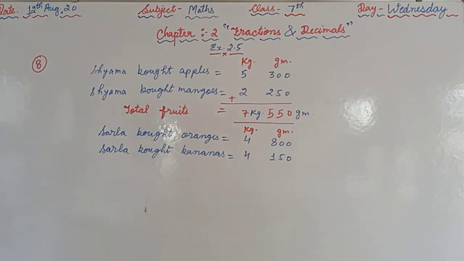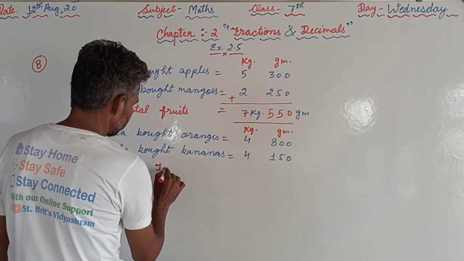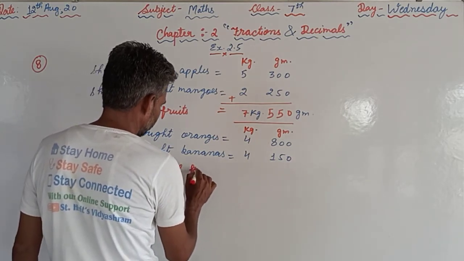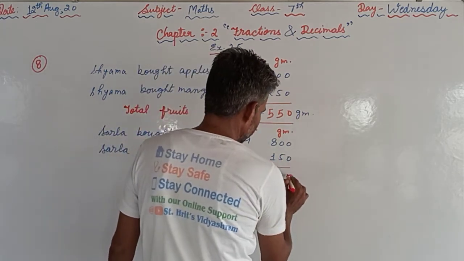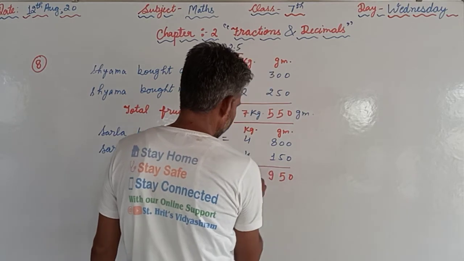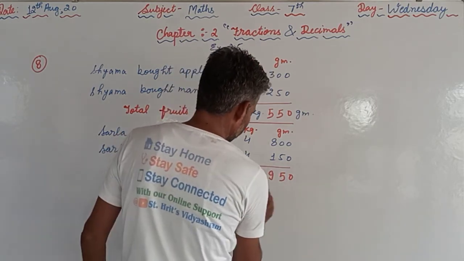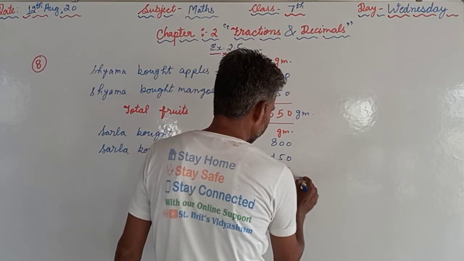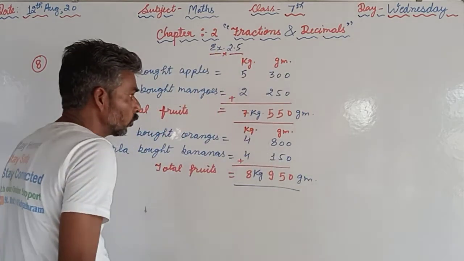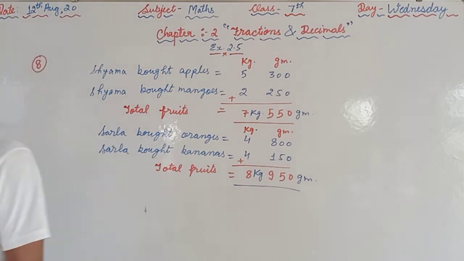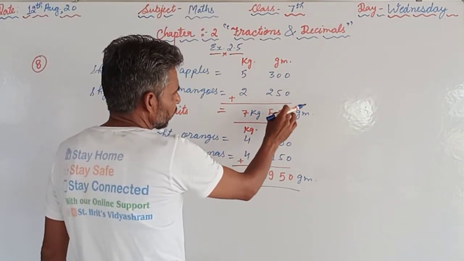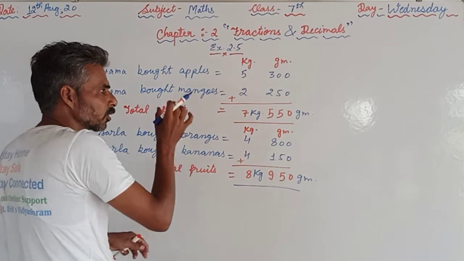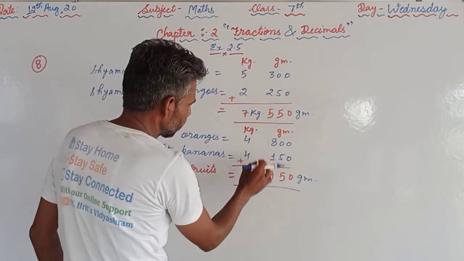So the total weight of the fruits, for total we have to add. So here 8 is the kilogram and 950 is the gram. Who bought more fruits? Clearly we can see that Shyama bought 7 kilogram 550 grams. So we will compare first of all the kilograms. Here it is 7 kilogram and here it is 8 kilogram.